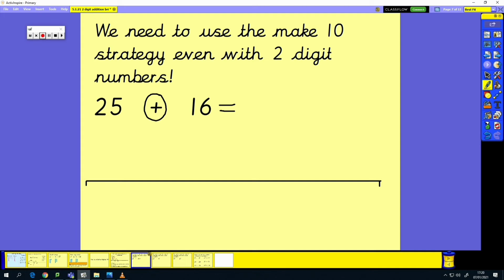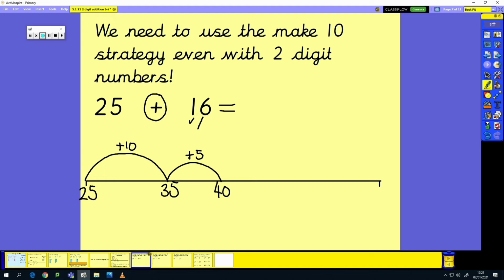Okay, so we're going to start at 25 on our number line. The first thing we are going to do, which is easy peasy, is we're going to add our 10 from the 16. So we've gone from 25, we're adding 10, which takes us to 35. Now this is the part where we are going to be making 10. So from 35 we need to get to the next 10. And we all know that 5 add 5 equals 10. So first we are going to add 5 to get to the next 10, which takes us to 40.